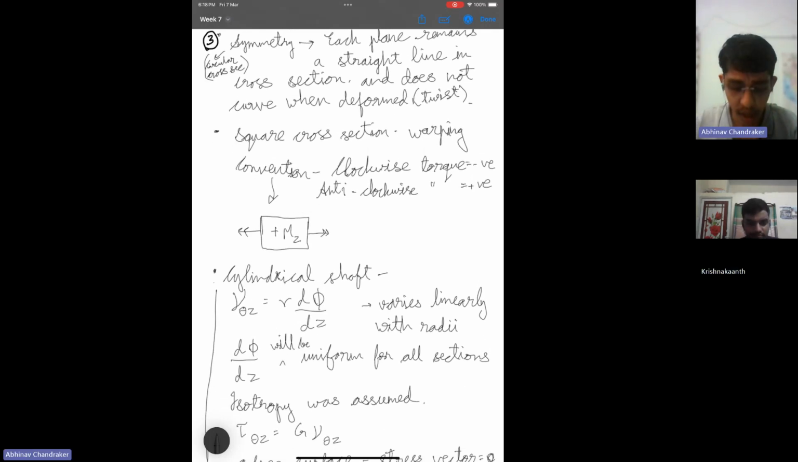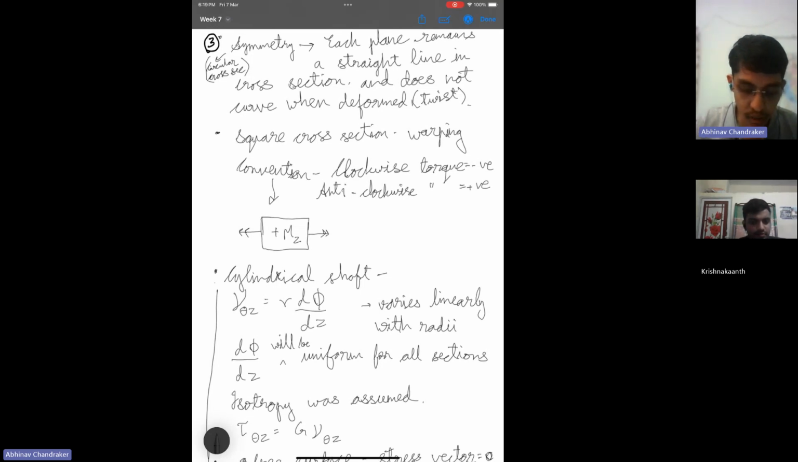Then if you do not have a cylindrical, circular cross section, that is, you do not have the circular symmetry, and if you have some other cross section like a square cross section, then sir told that you can have something called warping. And what happens in this, if you have seen the lectures, you would have known that maybe I can attempt to draw it here.